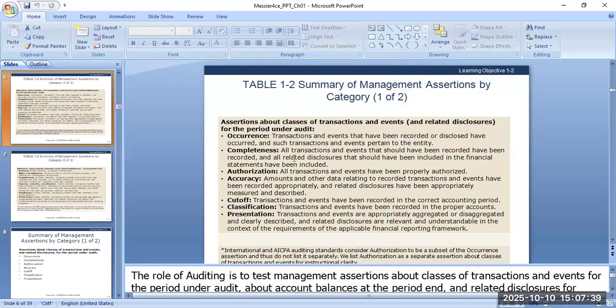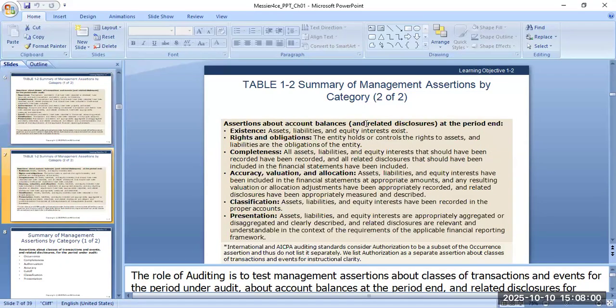So the assertions are occurrence, completeness, authorization, accuracy, cutoff, classification, and presentation. This is for the transactions and events again. And then we have the same level of assertions, but that's for the account balances at the end of the period. This is probably the most important thing from this chapter.